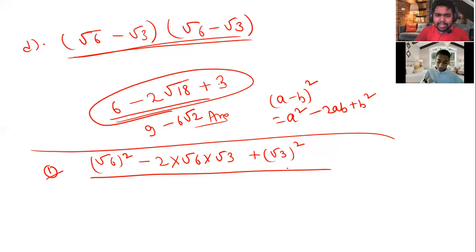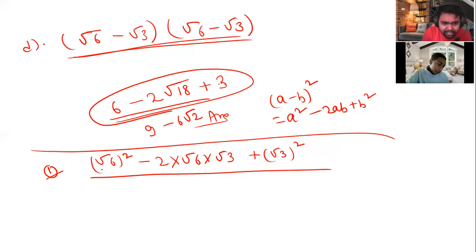A square minus 2ab plus b square. Okay, show me, send me the picture. Okay, you sent the picture. Correct, correct. Yes, actually, I have written the same thing, same thing.